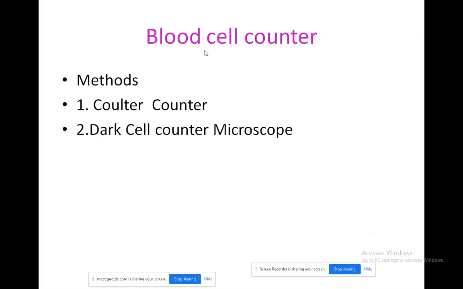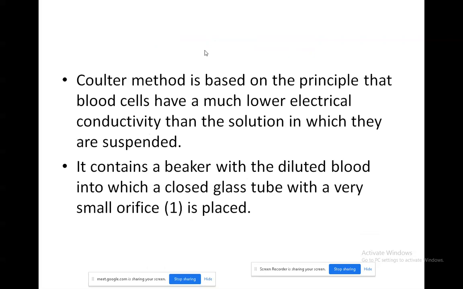So the blood cell counter uses two methods for measuring it. That is the Coulter counter and the dark cell counter microscope. First, the Coulter method is based on the principle that blood cells have a much lower electrical conductivity than the solution in which they are suspended. Okay, so the blood cells will have low electrical conductivity when they are suspended in the solution. Okay, this is the Coulter method.